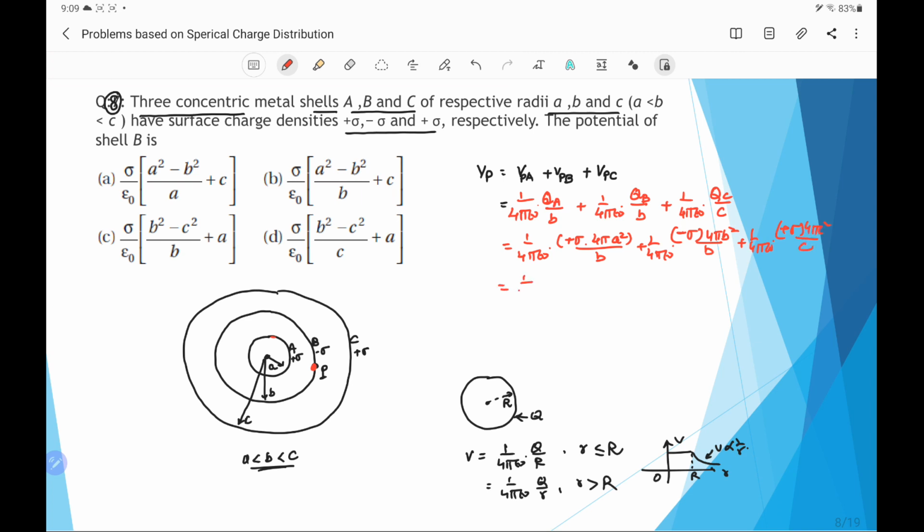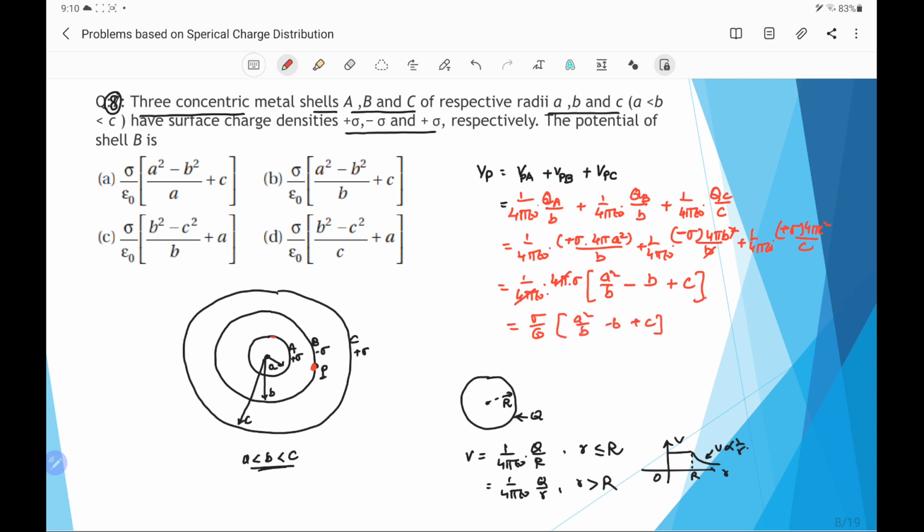On solving, we will get 1 by 4 pi epsilon naught is common, and again 4 pi is also common, and sigma is common. So remaining is A square by B, then minus 1B will be cancelled, it is B, and then plus C. Now we check the options. This 4 pi will get cancelled. It is sigma by epsilon naught A square by B minus B plus C.